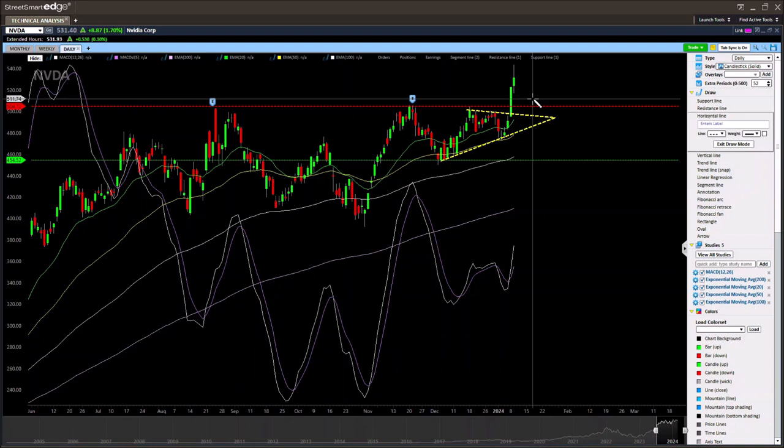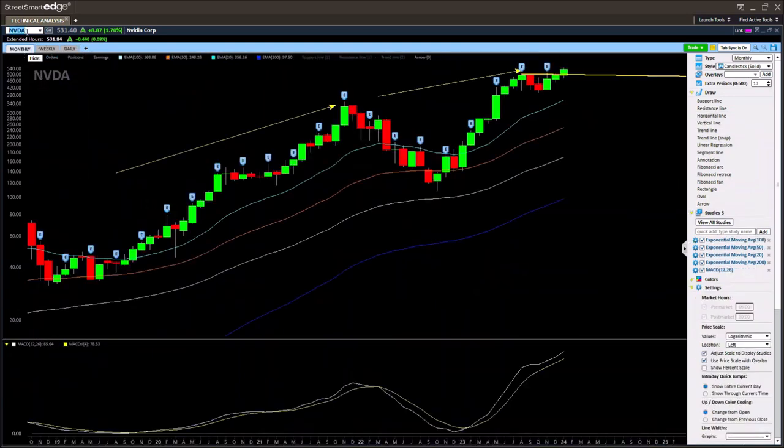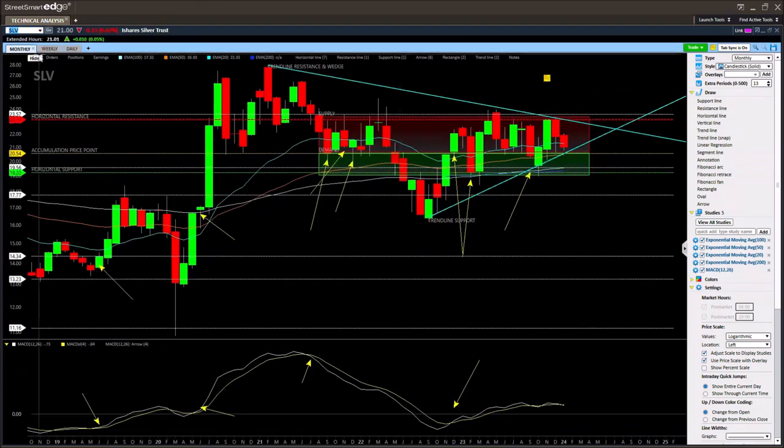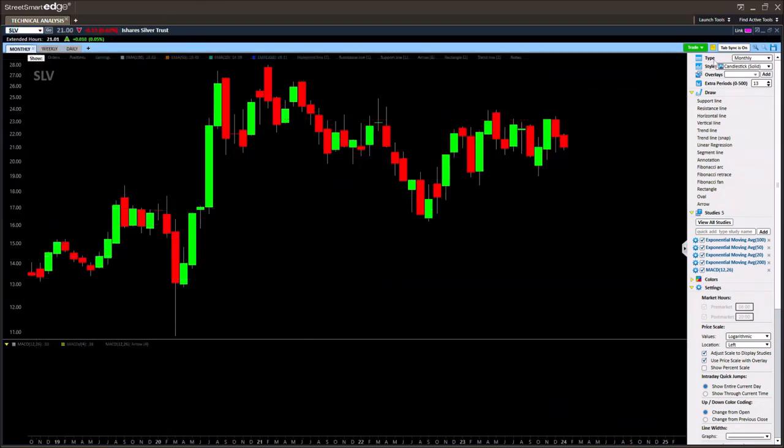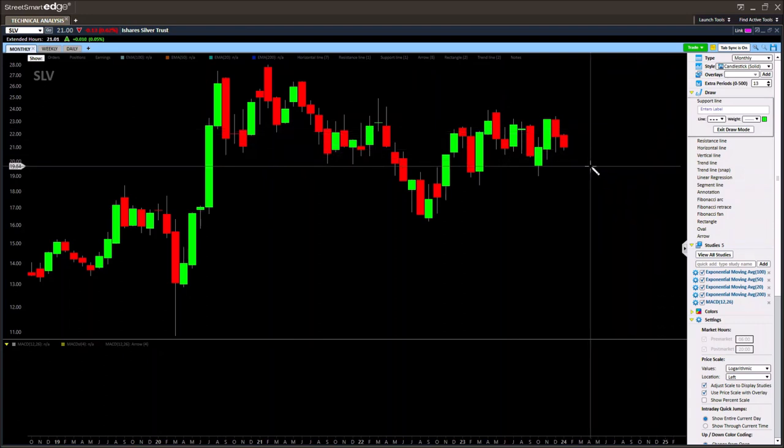People don't go this far, I promise you. They usually just draw support and resistance and call it a day, which is fine. It does work, especially if it's within a trading range. Because if a stock is within a trading range, honestly, let me pull up silver. If a stock is within a trading range, once you get more experience, you don't really need to do all this technical analysis. You'll know just by looking at the chart.